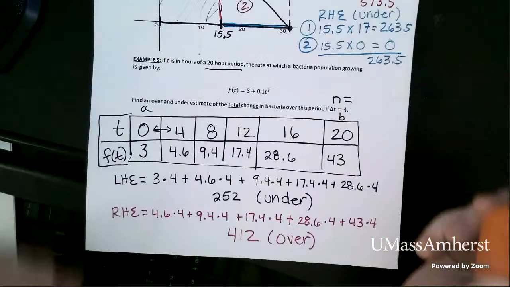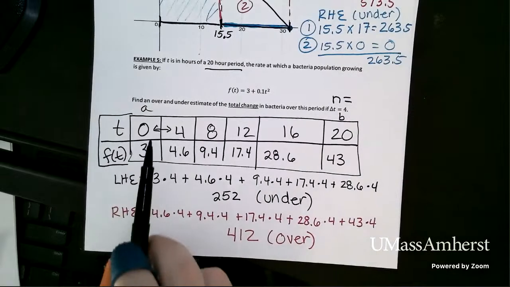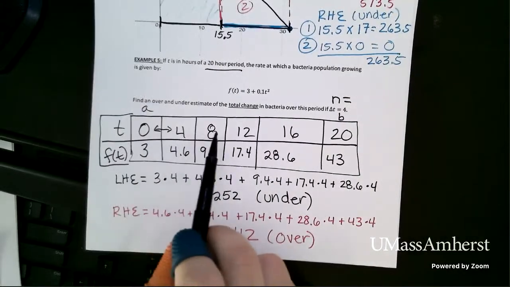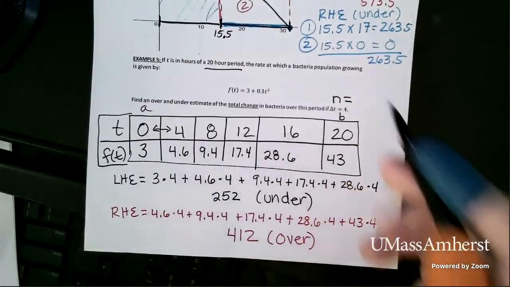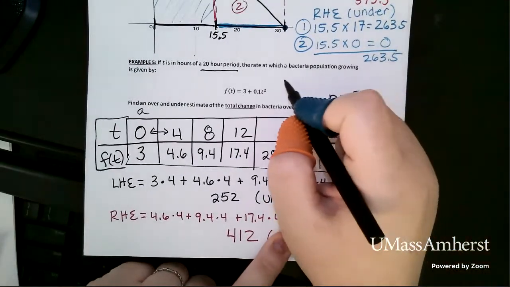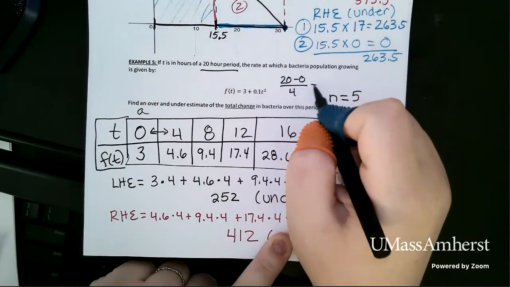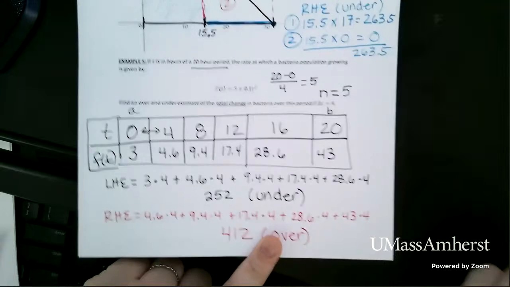The other piece of information that's probably going to be important for us is what is our n. Again, n is the number of intervals you're using. So we can count: 1, 2, 3, 4, 5. We could do it that way, or we could have used our formula, which is b minus a divided by delta t. That would also give us 5.